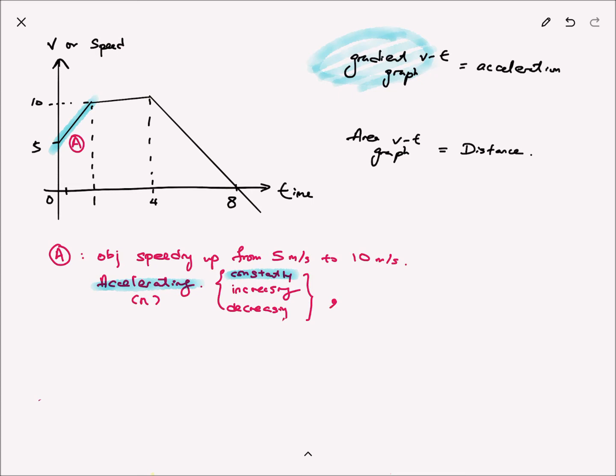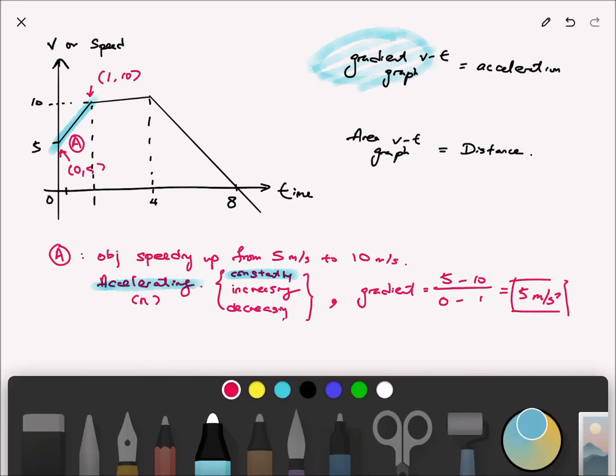And that's it. If we want to find out what this acceleration is, we can make use of the gradient. So for example, your gradient over here is given by your coordinates, which is down here 1, 10, down here 0, 5. So you can actually calculate the gradient very quickly, and you can see that the gradient here is 5 meter per second square. So this thing over here will be your acceleration. Now similarly, we can do the same thing for the rest of the graph.